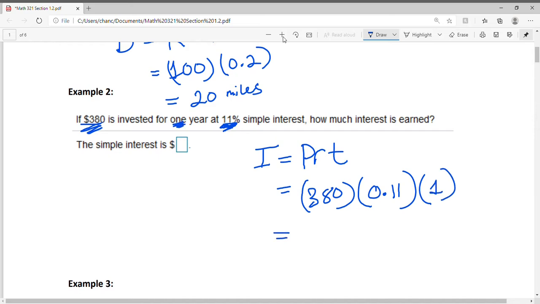Let's multiply this out. And I have 41.8. So my answer is going to be $41.80. We're going to earn $41.80 of interest in just 1 year.